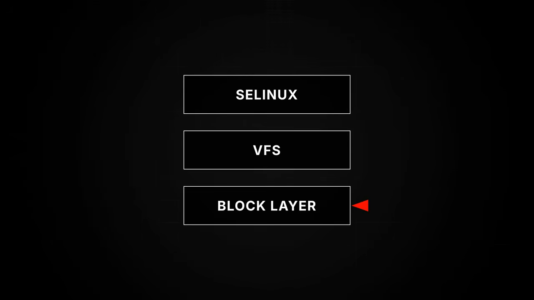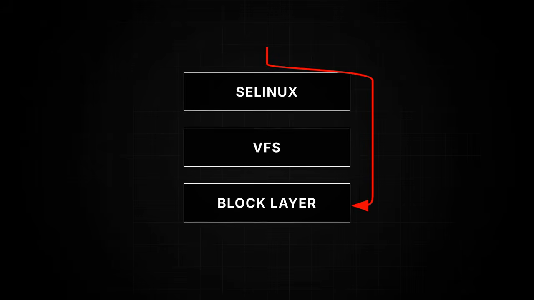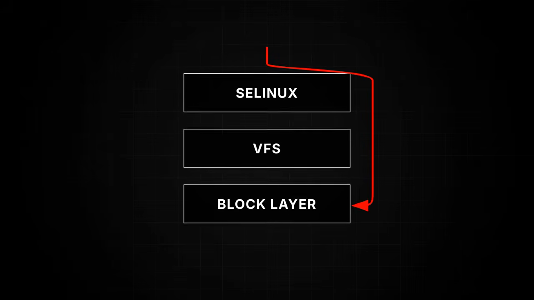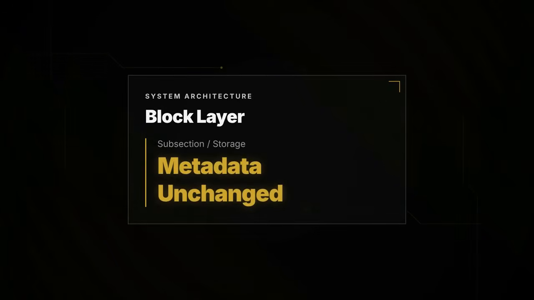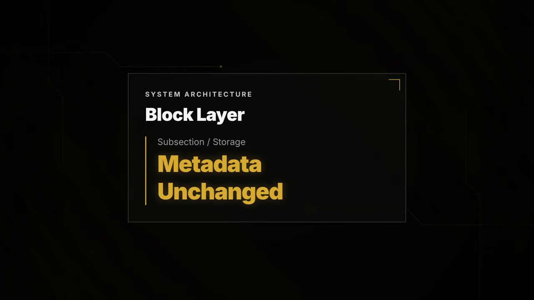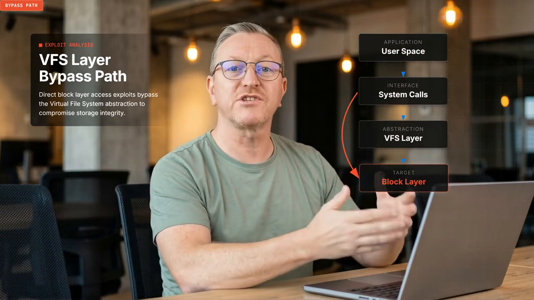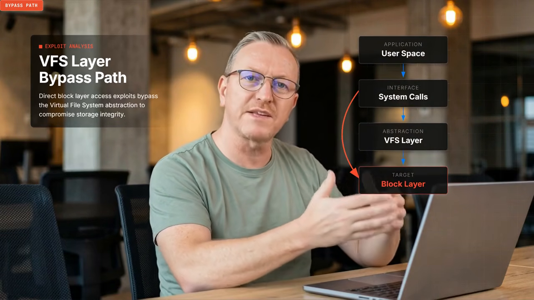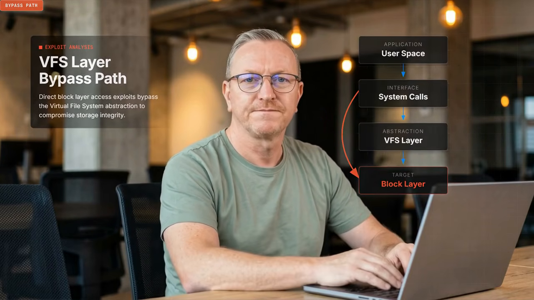So, how does RefluXFS bypass SELinux? SELinux enforces security policies based on file labels and metadata, but because the RefluXFS exploit corrupts the data directly at the block layer, via that dropped inode lock, the file's metadata, including its SELinux context, remains completely unchanged. SELinux never sees the malicious write happen, because the write bypasses the VFS layer where SELinux hooks normally operate.